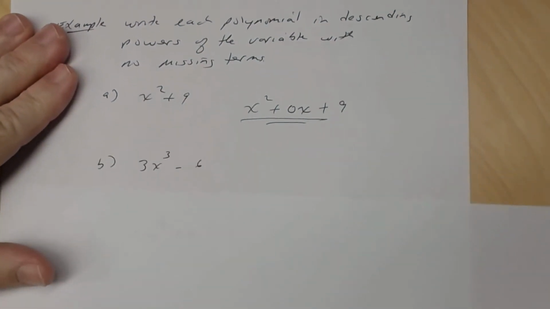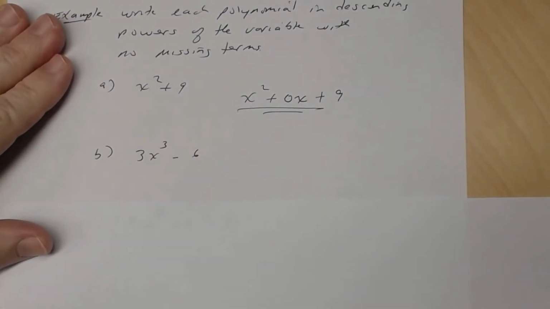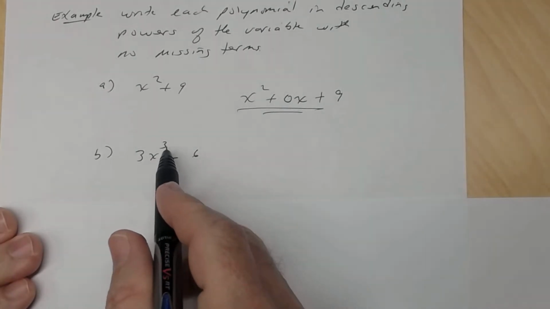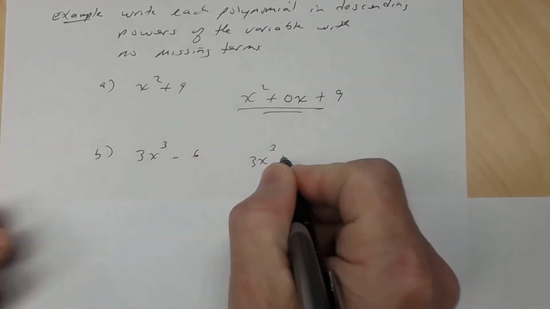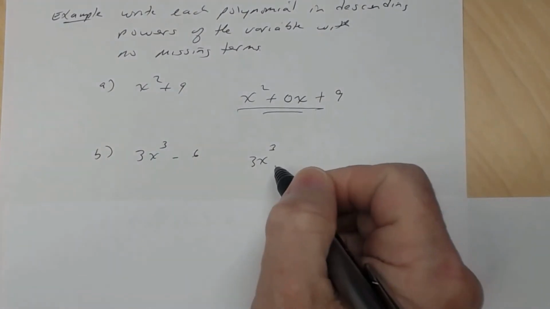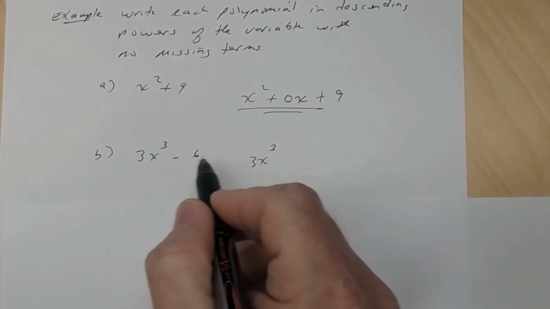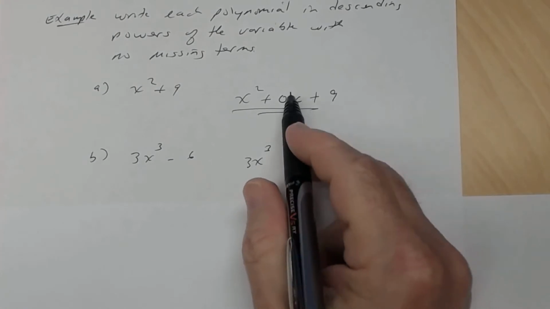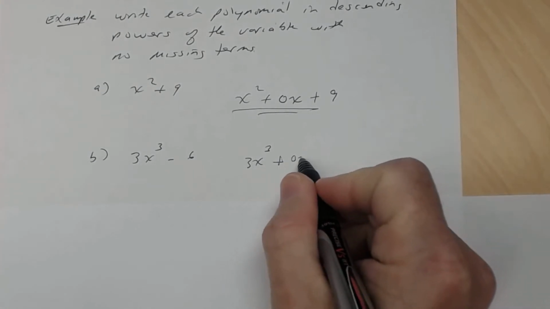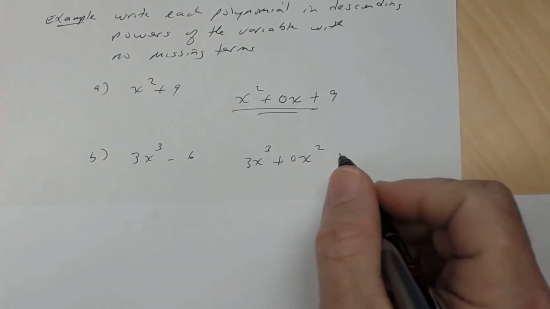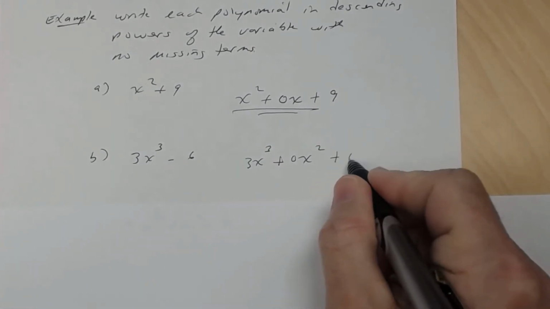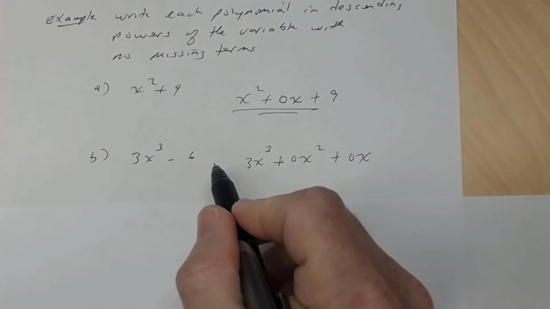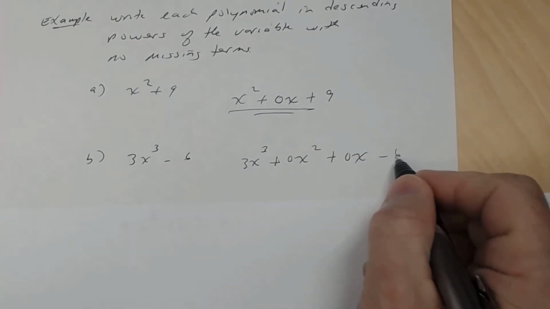Next one. So here the largest exponent is x cubed. The largest exponent is 3. So I'm going to write 3x cubed, and then we're going to descend. The next one would be x squared. It is missing. So remember, just like we did here, you're going to say plus 0x squared. The next one will be x. It is missing. So we're going to say plus 0x. And then finally your constant term, which is minus 6.